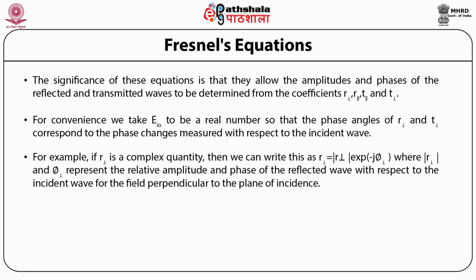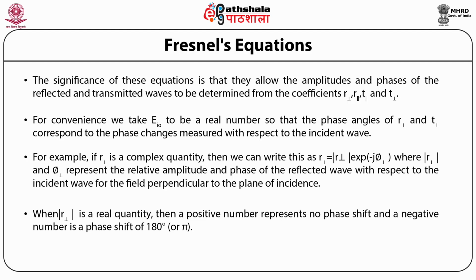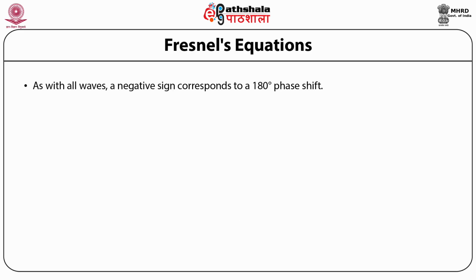the plane of incidence. Of course, when R perpendicular is a real quantity, then a positive number represents no phase shift and a negative number is a phase shift of 180 degrees or pi. As with all waves, a negative sign corresponds to a 180-degree phase shift.